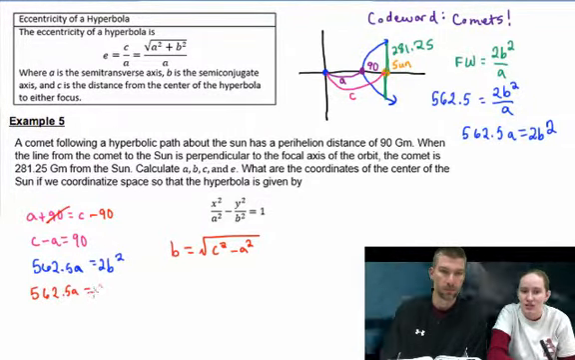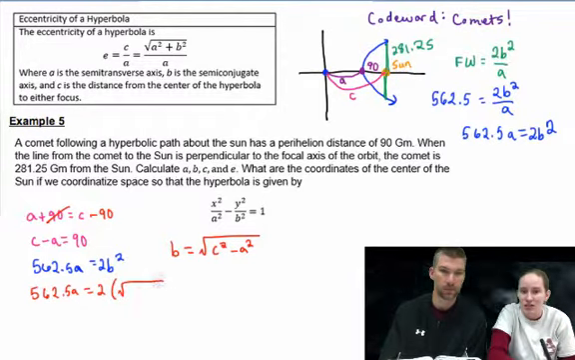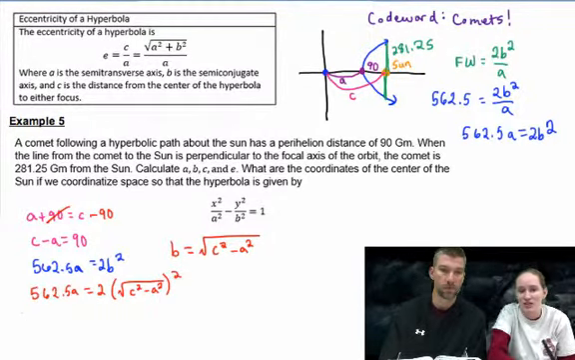562.5A equals 2 times square root of B minus A squared. Hey, that's convenient that we're squaring that. That gets rid of that square root.